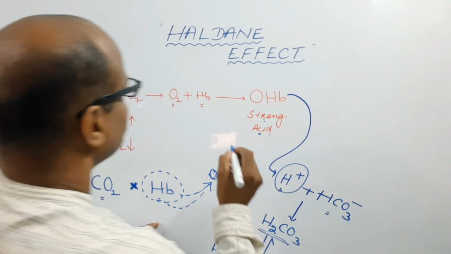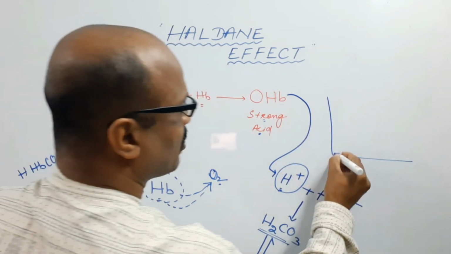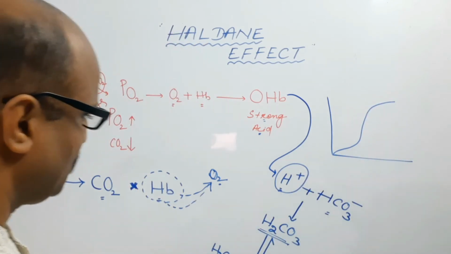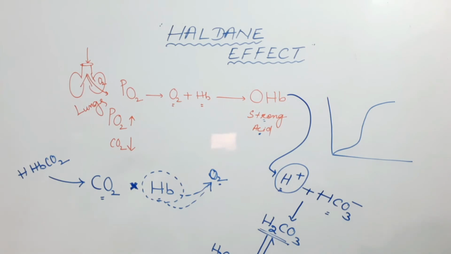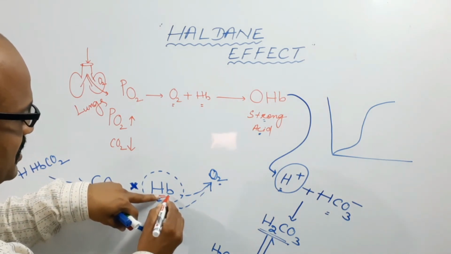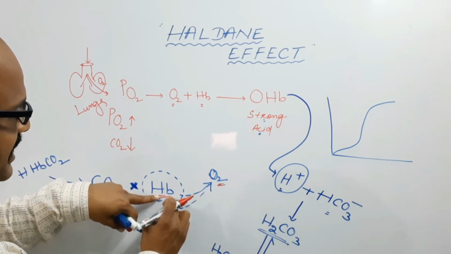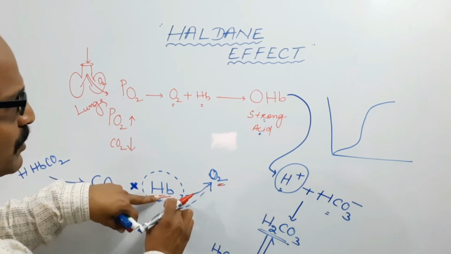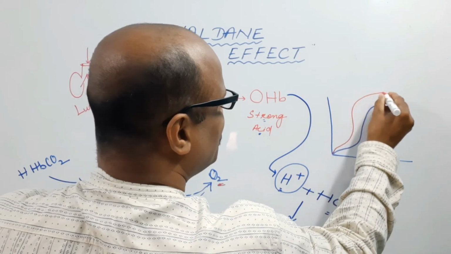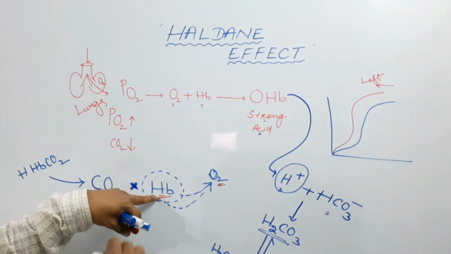So here is the graph, the oxygen dissociation curve. Suppose that this is the normal oxygen dissociation curve. Here hemoglobin readily binds with oxygen, so the affinity between oxygen and hemoglobin is increasing. That's why the curve shifted to the left.